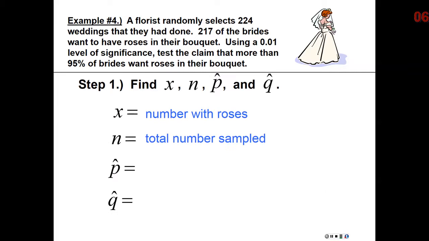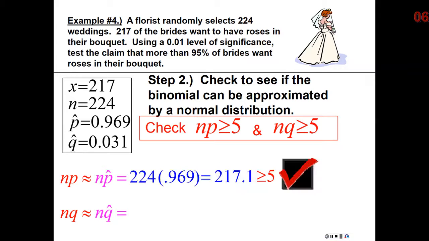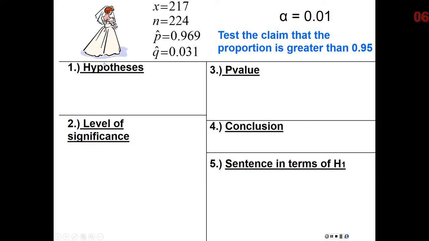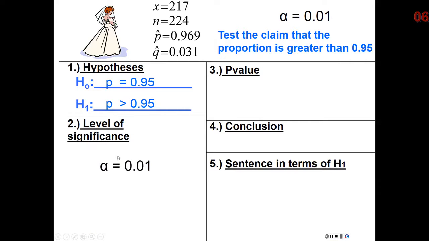We have this right here, same stuff. We're just checking to see if it's greater than 5. We already know that it's a normal distribution. Now, test the claim that the proportion is greater. We already did this. It's all the same stuff. What I'm saying is now we're going to do it with a calculator. Okay? Let's look at the level of significance.